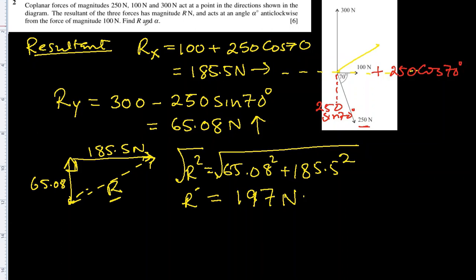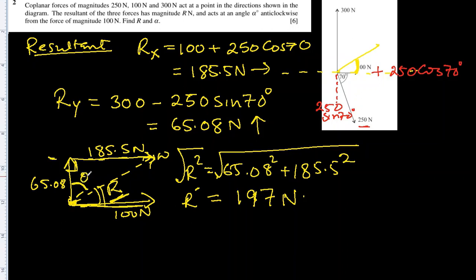They said alpha is anti-clockwise from 100 newtons. So this is the angle. We know this is the direction of 100 newtons, so this will also become the direction of 100 newtons. Why? Because from the tail we find the direction of the resultant, and if somehow I find this angle, I will subtract it from 90, and then I will find the angle which the resultant is making with the direction of 100 newtons. So let's find this angle.